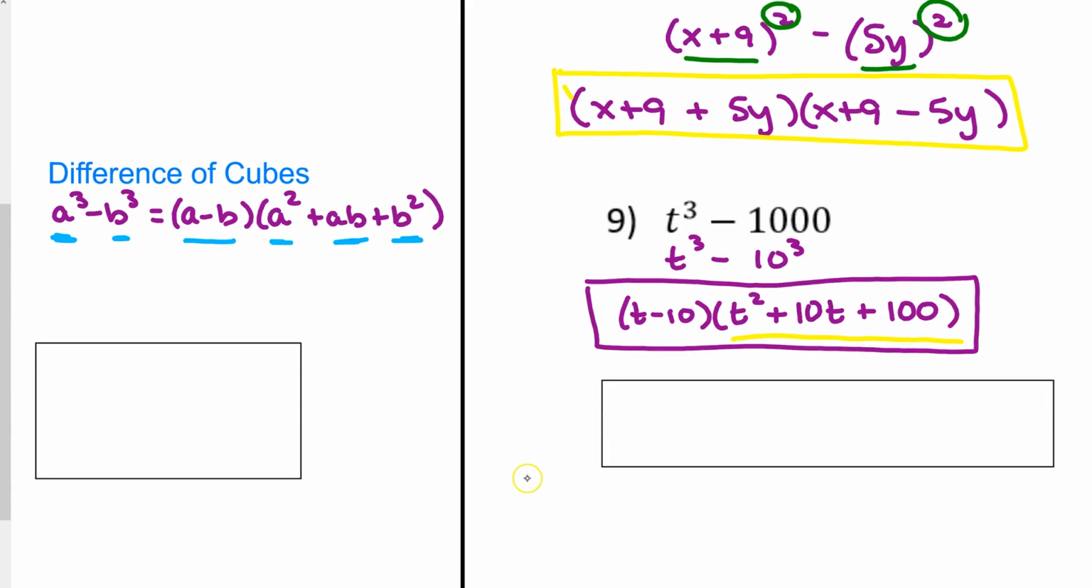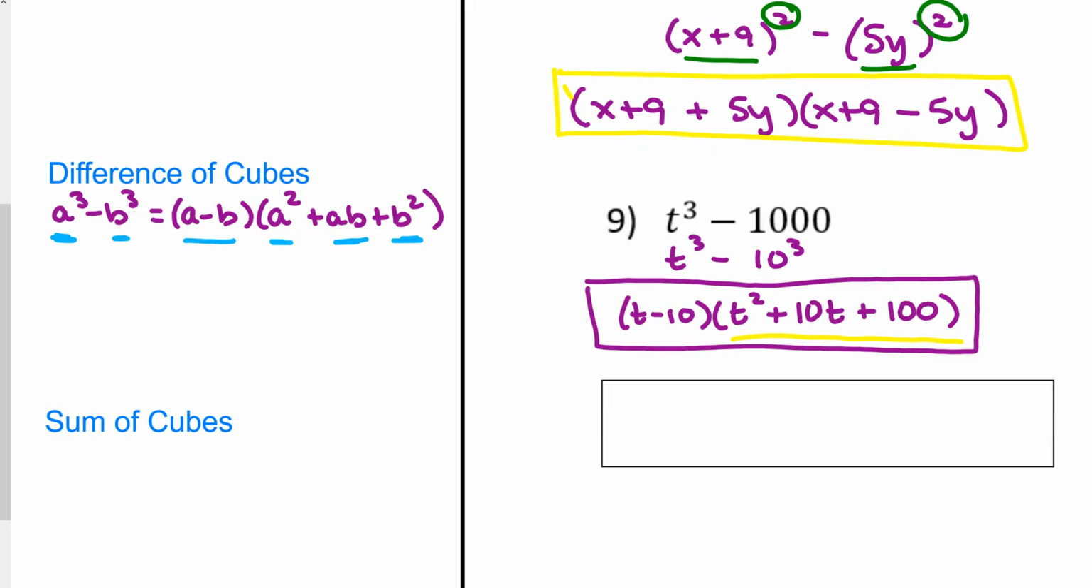All right, so now let's look at the next one. It's called sum of cubes. So we have difference of cubes and we have sum of cubes. So sum of cubes is going to be a cubed plus b cubed. And that factors into a plus b times a squared minus ab plus b squared.